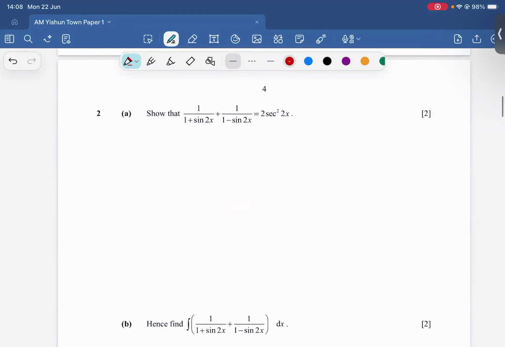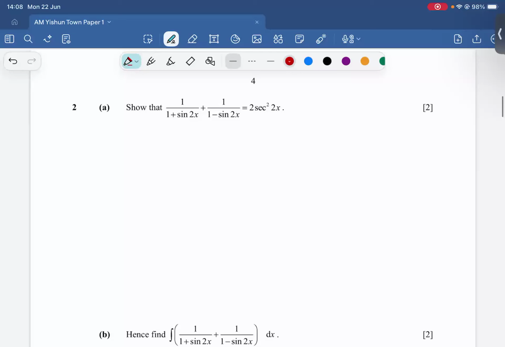And next, show that this is equal to that. So we start from the left hand side. Okay, first thing first, when you have trigonometric figures, what's the first thing you see? You see the angle. Your one is 2x. Here also 2x. So don't need to change. If the angle is different, first thing change the angle. So this angle doesn't need to change.